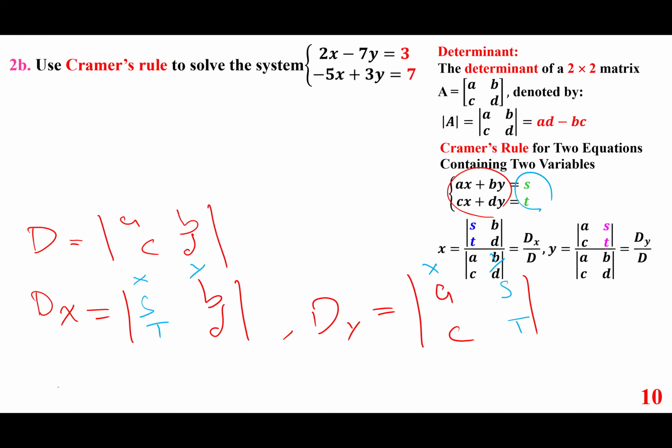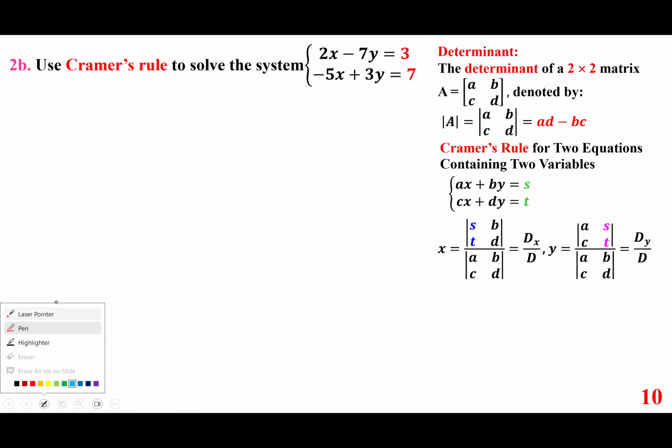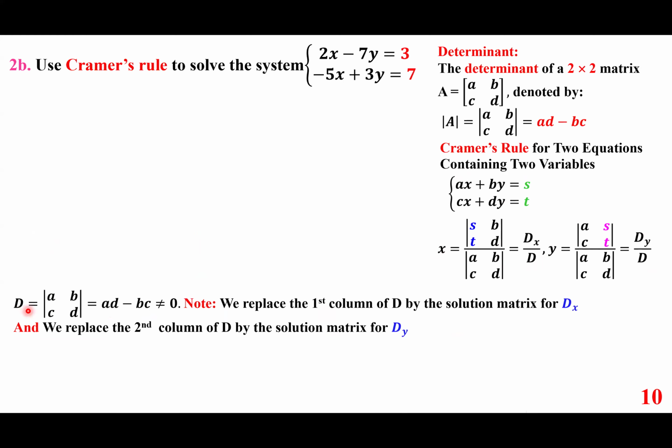So I'm going to erase my work. x is D sub x over D, y is D sub y over D. D is the determinant of the coefficient matrix, ad minus bc, can't be 0. Note, we replace the first column of D by the solution matrix for D sub x, notice.